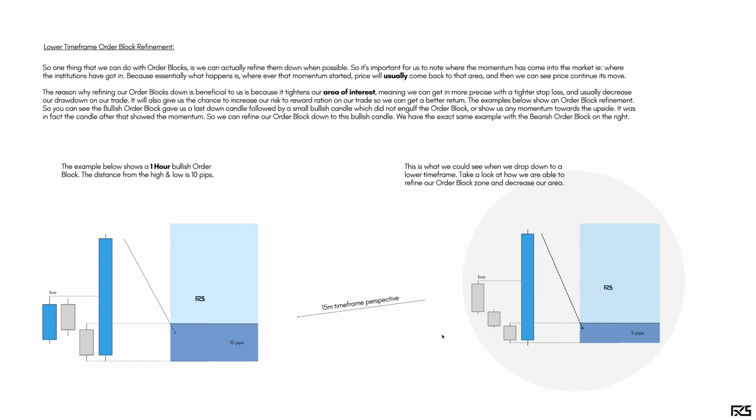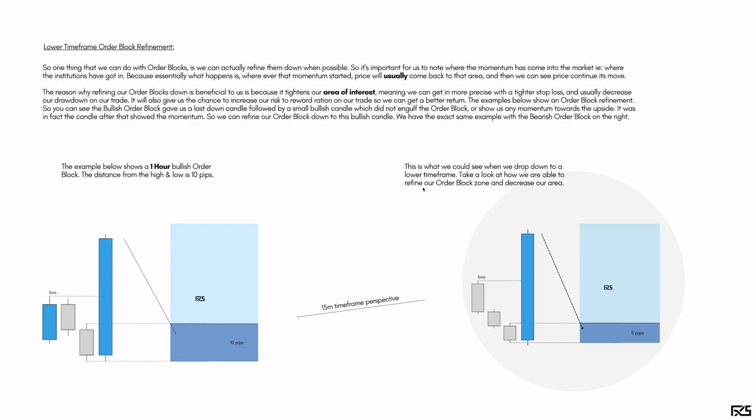Now the examples below show an order block refinement, so let's have a look. Let's start on the left here. This is showing a 1 hour bullish order block. So we had this bit of structure. This is the last down candle before the up move that broke structure, as we've learned already. So this would be our order block. We take the high and the low. Now for this example, we're going to say that this is a circumference of 10 pips. So to the high and to the low, we're looking at 10 pips.